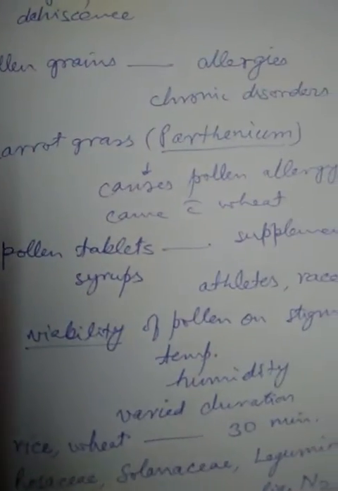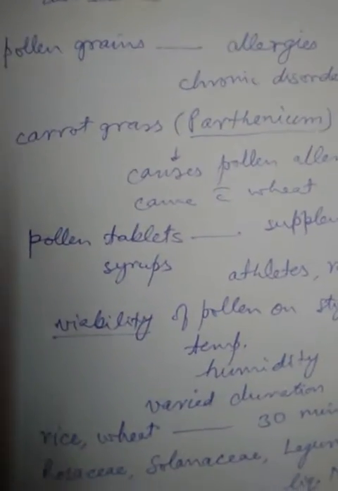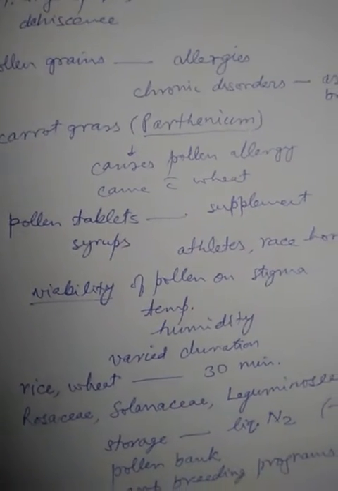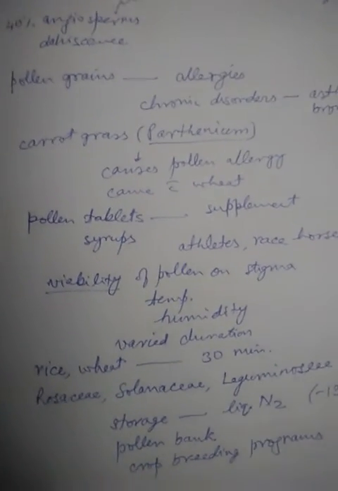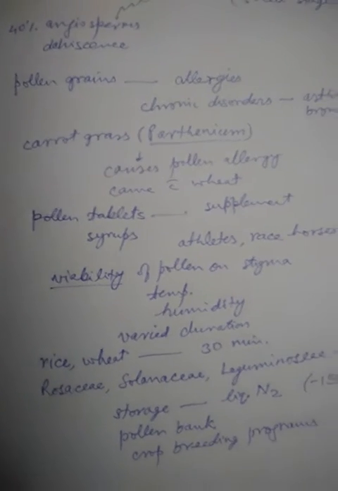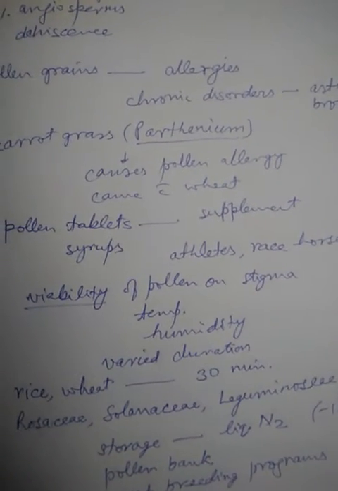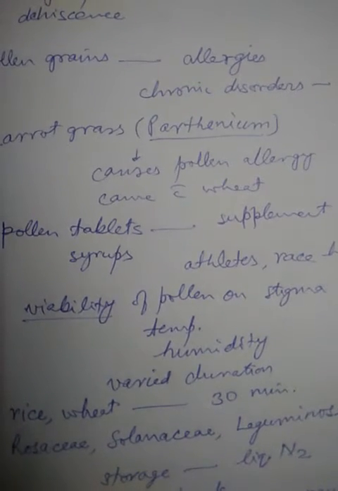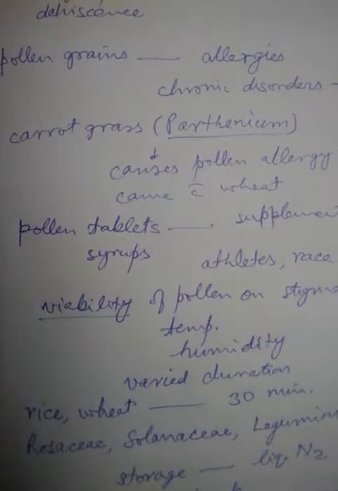So what is viability of the pollen? Pollen viability means how long the pollen will be alive, functional, and suitable for pollination and fertilization. Okay, so viability of the pollen on the stigma will depend on a lot of factors, including temperature and humidity. That means it will depend on the environmental condition.